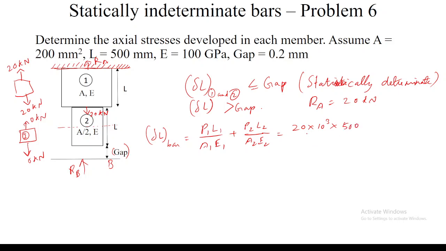500 mm. And A, what value I have given? 200 mm square into E1. E is actually 100 gigapascal, so I am converting this to megapascal. Okay. So what is P2 then? 0, sir. Yeah, 0. So ultimately, what delta L are you getting? Can you find out and say? 0.5, sir. Yeah, 0.5 mm.